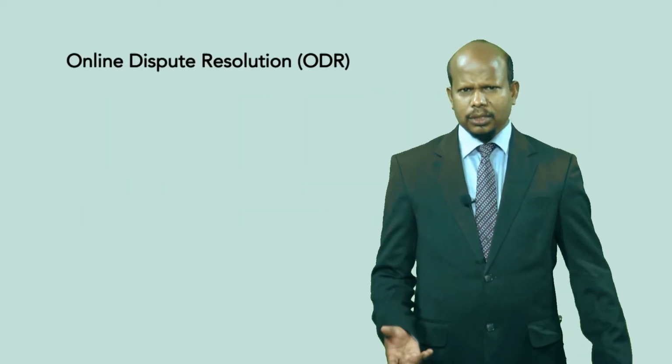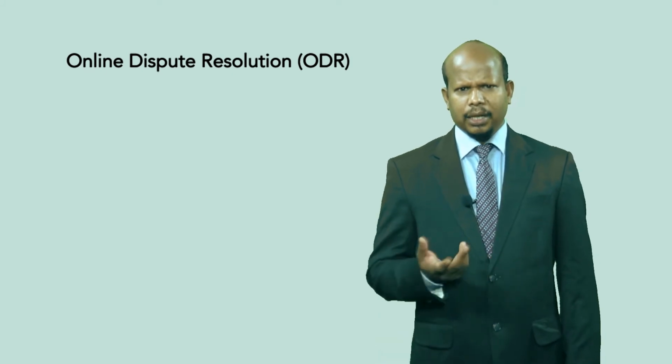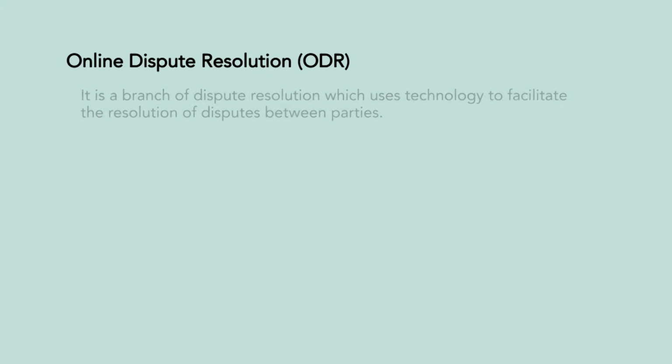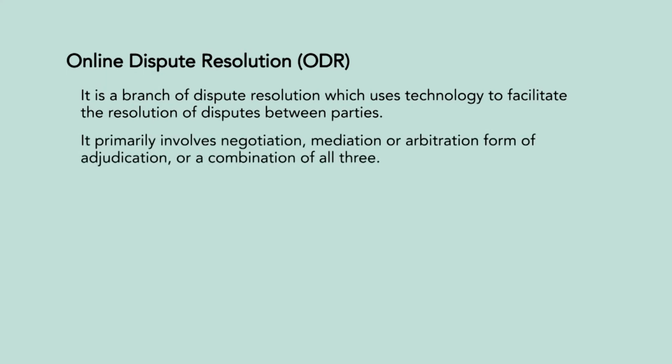Online dispute resolution: to understand what is what. Is it a branch of dispute resolution or not? Yes, of course, we can say it is a branch of dispute resolution, but using technology to facilitate the resolution of disputes between the parties. It primarily involves negotiation, mediation or arbitration, a form of adjudication, or a combination of all three. You may ask what the differences are between conciliation, mediation, arbitration, litigation and adjudication. These are confusing, especially while interpreting the laws to settle matters or the circumstances that arise to settle the dispute.